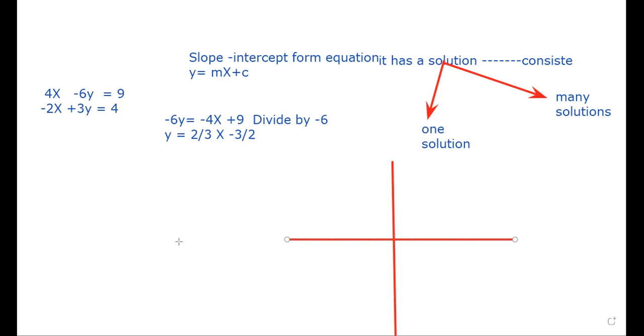2 over 3 means 2 units up, and then 3 to the right. Then you will start from negative 1.5, and then you will move 2 units up, and then 3 to the right. Then you will connect the points together.